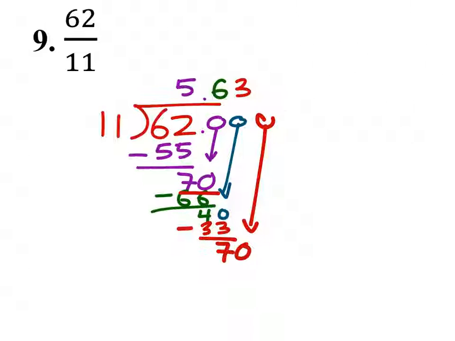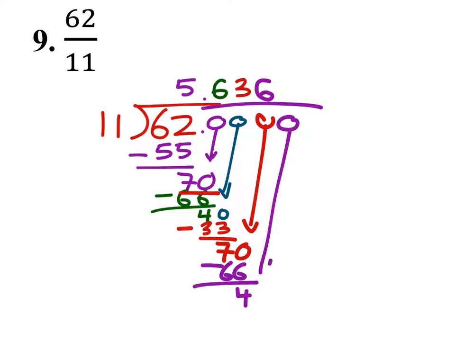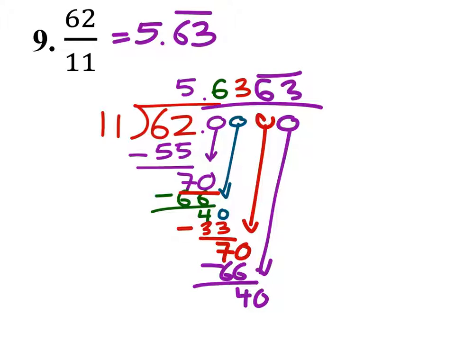11 goes into 40 3 times, so that'd be 33, and that'd be 7, so we'll drop another 0. But you guys see we got the 70 right there, right? So I mean, we could go a little bit further just to see where it repeats, but that's going to give us another 6, right? So we'll subtract 66, drop it, get a 4, drop another 0, and that will show the 3. So it's the 6 and 3 that are repeating. So the final answer, right, 5.63 repeat.